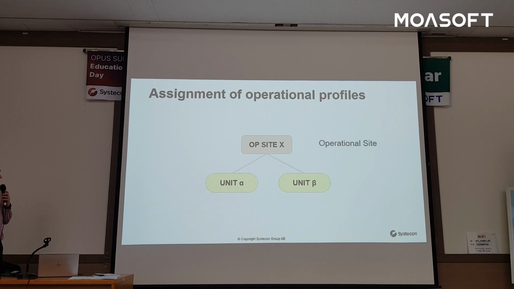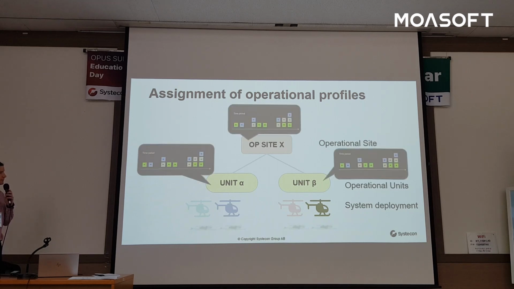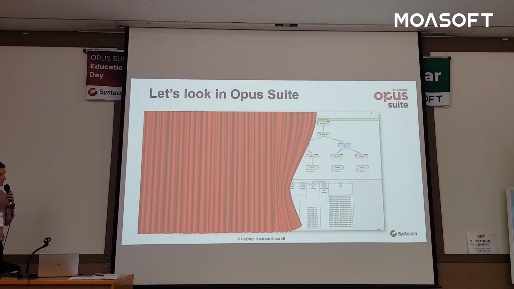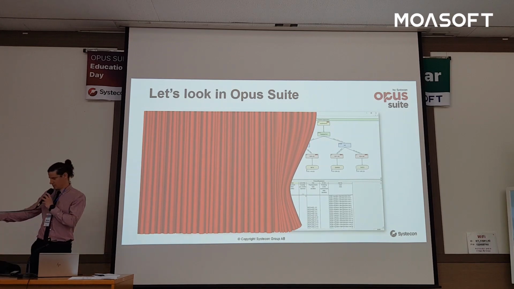The operational profiles can be assigned just as we did for the system deployments yesterday at operational sites and units, and of course, they need a deployment of the system, so there need to be systems defined at these sites in order to operate. And again, we can assign different operational profiles to all the different units and so on.